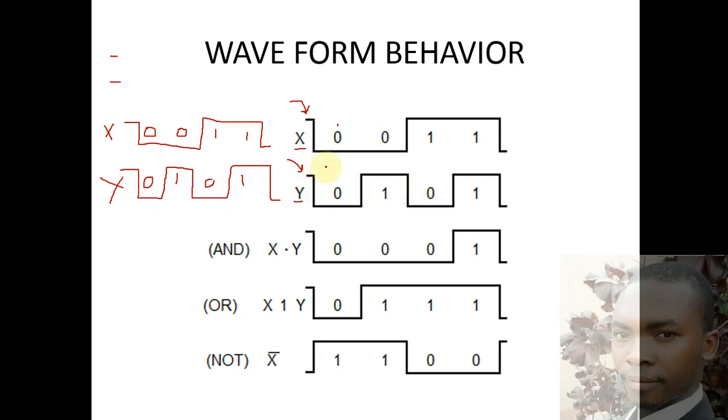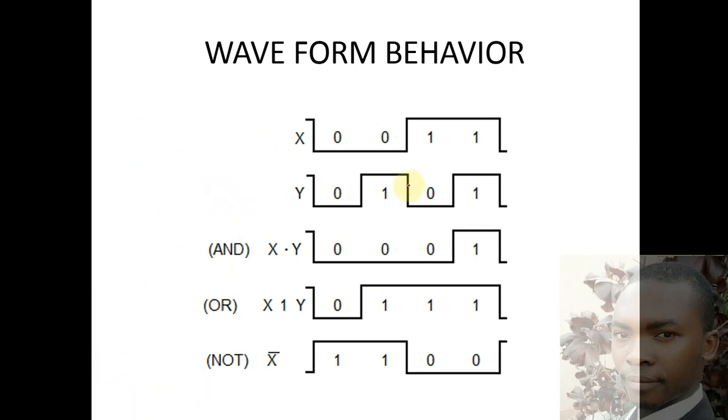Alright, so now we want to compare basing on these values. We now go to the AND. So let's compare line by line. If X is 0 and Y is 0, we said the AND is what? Is 0. Okay. If X is 0 and then Y is 1, the AND still remains 0.